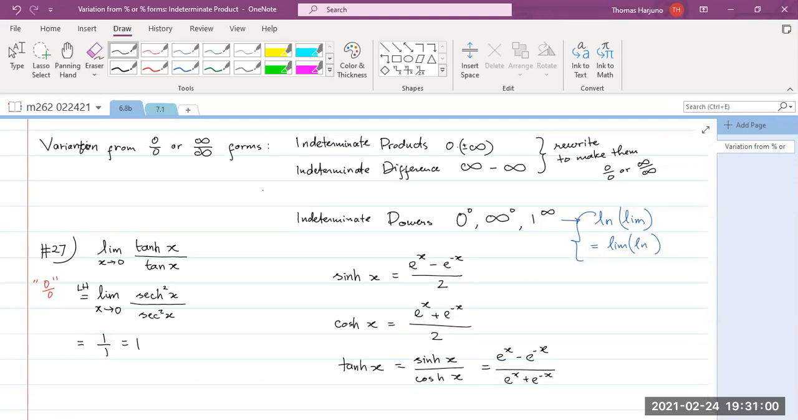Okay. You know, so if you want to know more about these hyperbolic functions, you can take a look at 6.7. In other words, Thomas. Thanks, no problem. Do not underestimate ugly people.